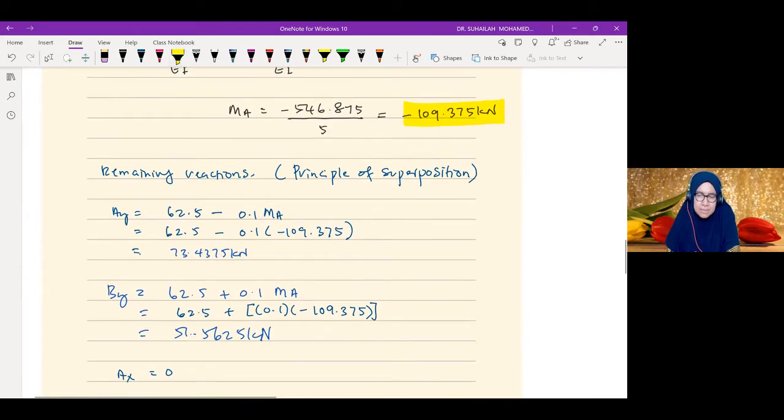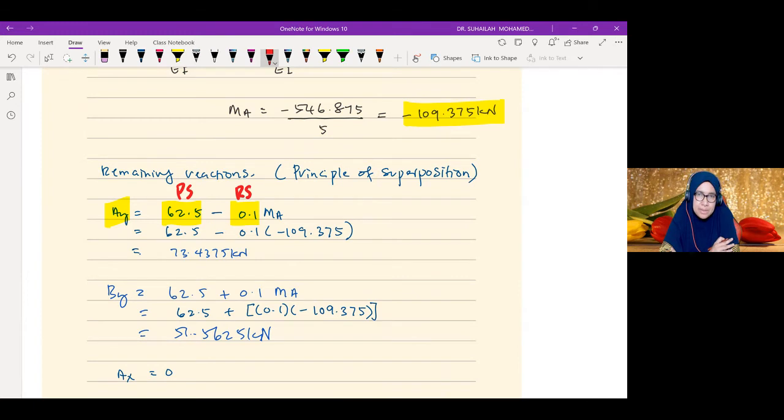Okay, in this example, I choose to calculate the remaining reaction using the principle of superposition. Principle of superposition means we refer back to the general equation. It is actual beam equal to primary beam plus redundant applied. So we want to calculate AY in the actual beam. We have AY in the primary beam, and we have AY in the redundant beam. Okay, one is from the primary structure, one is from the redundant structure.